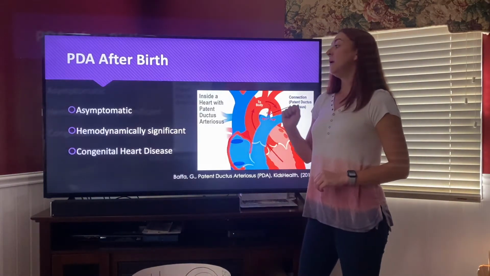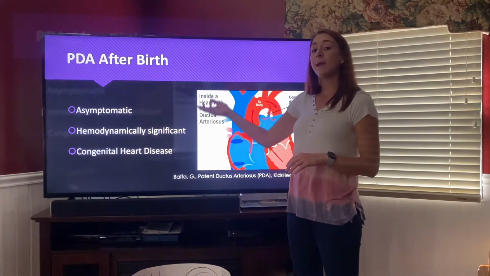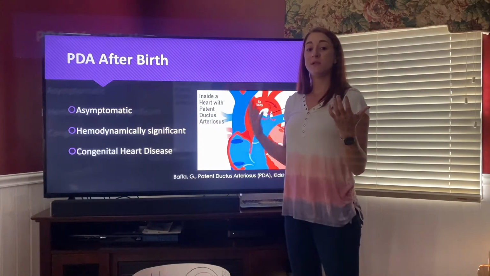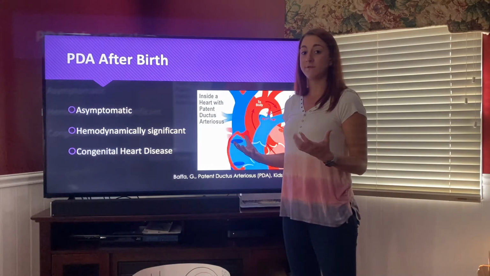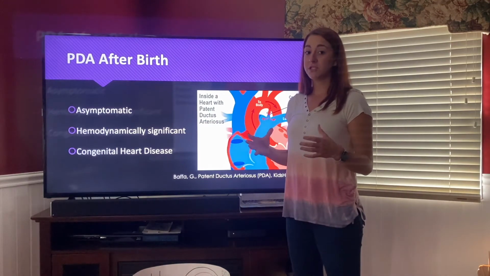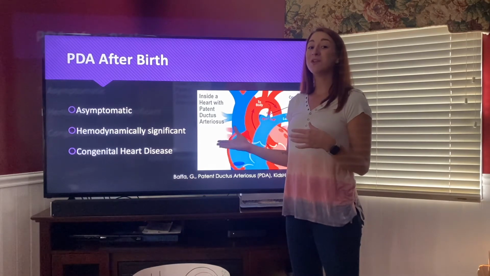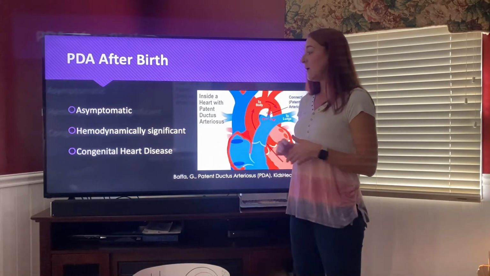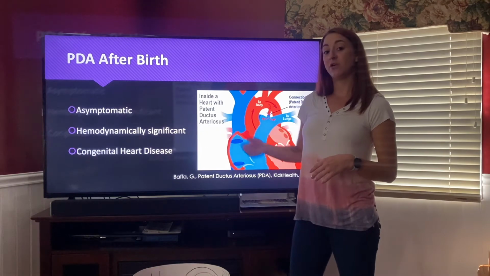After birth, if the PDA is very small, it may be asymptomatic. These neonates will be monitored. It will usually close in the first year of life. Hemodynamically significant PDAs are large in size and have a lot of shunting, and those are the neonates that we're going to focus on today. They may also have a congenital heart defect.